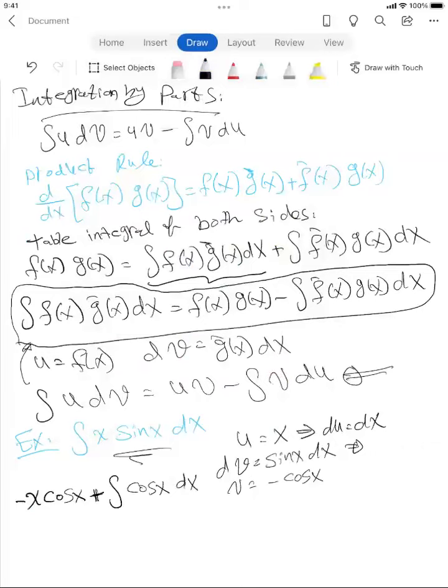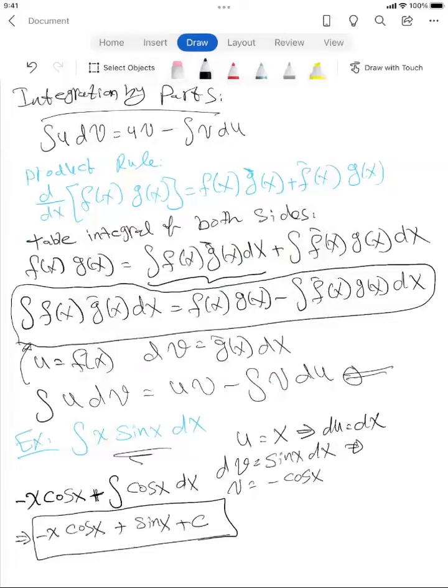So now this is very simple. This one would become negative x cosine of x, and the integral of cosine is simply sine. Sine of x plus c. So that is the final answer. By the way, this integration by parts is a very important topic, and it has a lot of applications. So it's very, very important to understand the topic and how to pick u and dv.